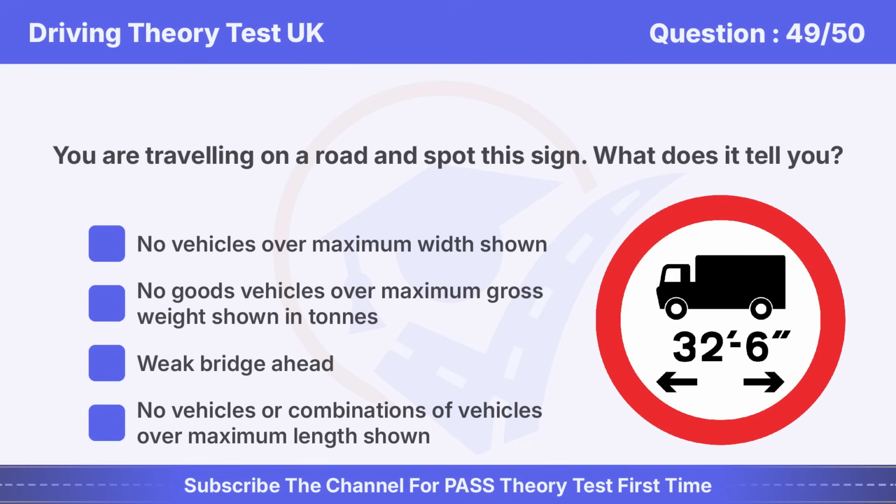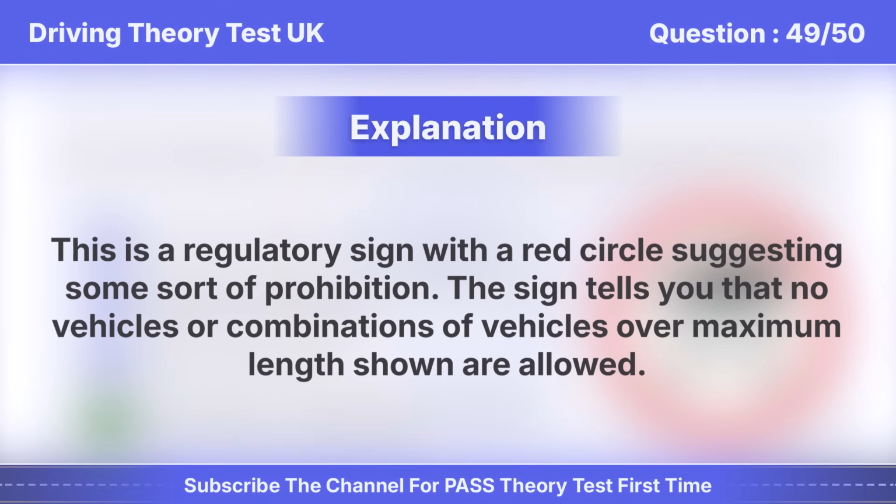Question 49. You are traveling on a road and spot this sign. What does it tell you? Answer is D. No vehicles or combinations of vehicles over maximum length shown. This is a regulatory sign with a red circle suggesting some sort of prohibition. The sign tells you that no vehicles or combinations of vehicles over maximum length shown are allowed.